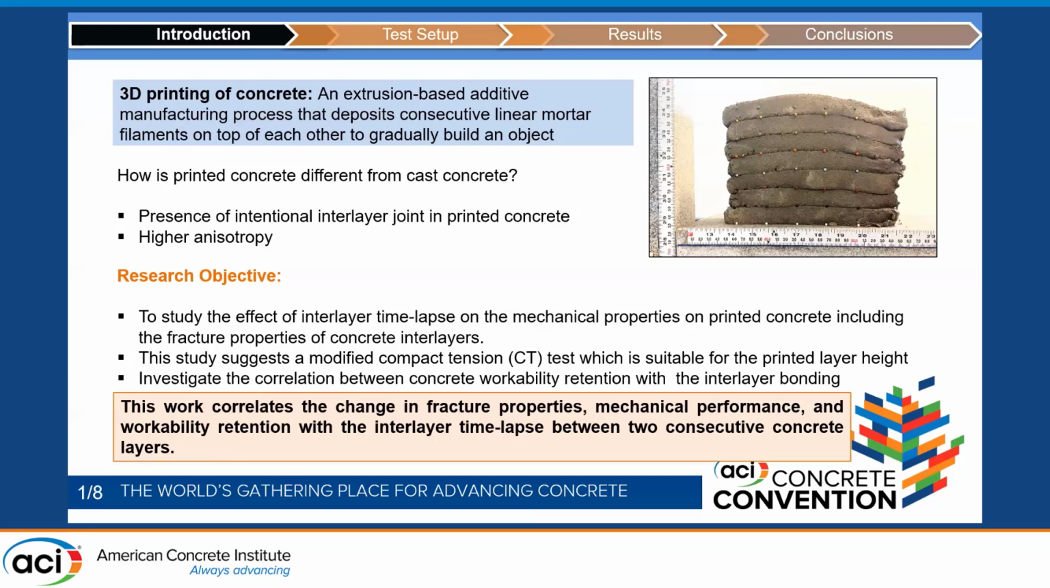But what does this mean from a material perspective? How is it different from cast concrete? The main difference we get from printed concrete is that it has these interlayers that create anisotropy, and we do not get to see that in cast concrete. Anisotropy is basically when a material reacts differently based on the loading direction.